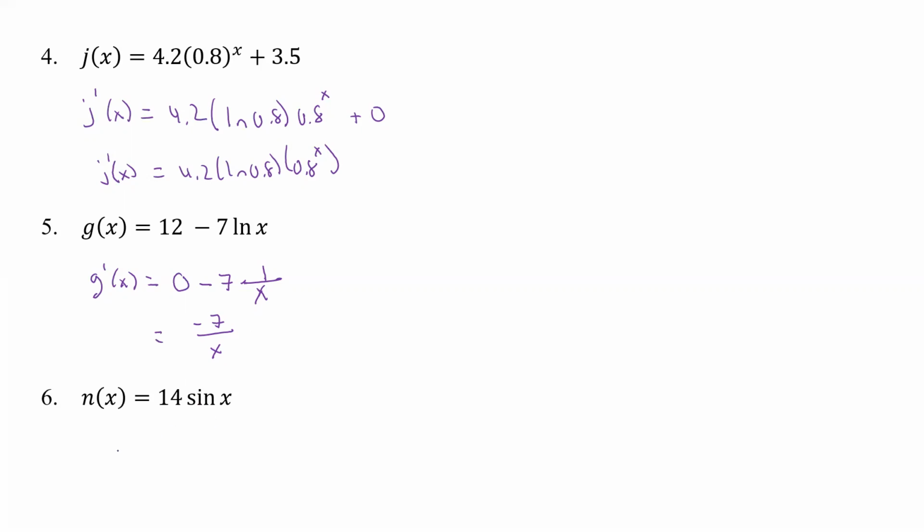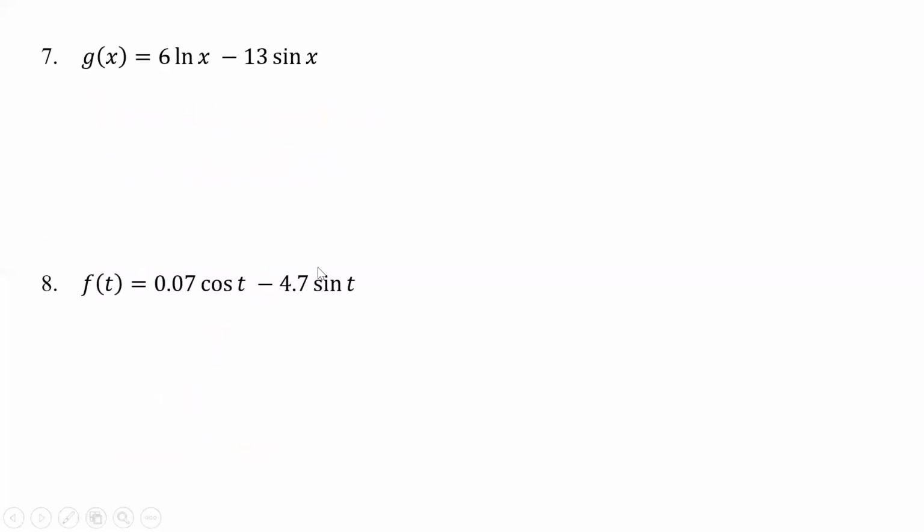Okay, this time n prime of x is equal to, now we're again taking just a constant times something, so 14 times, now the derivative of sine of x is what? Well, that's equal to the cosine of x, and so it's just cosine x. So 14 cosine x is going to be the derivative of 14 sine x. Okay. All right, so that was simple. Let's go on to these last two.